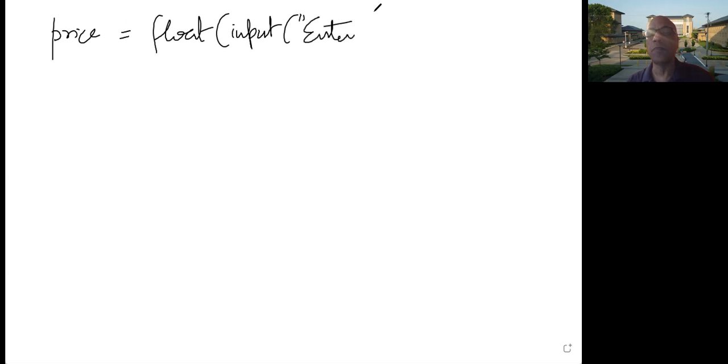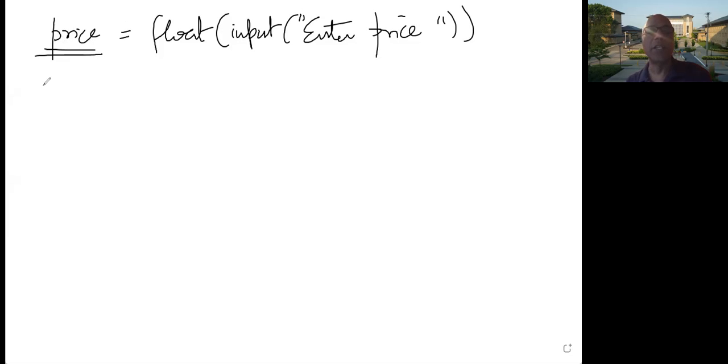For example, let's say we have read in the price of milk. price equals float input, enter price. Okay, so the price of, say, milk is in this variable.